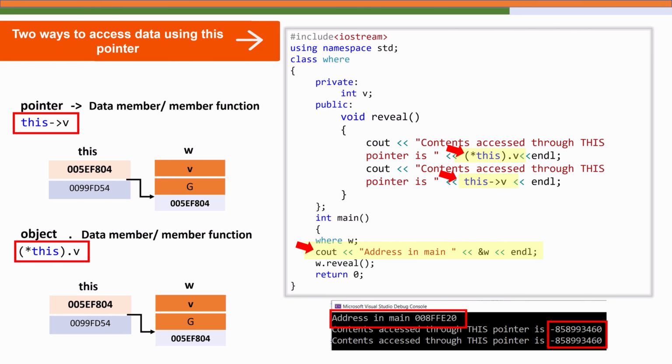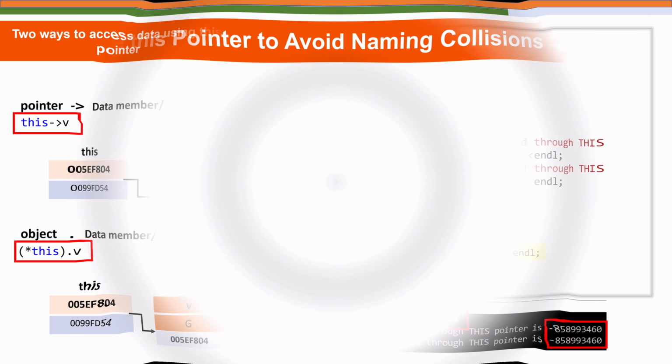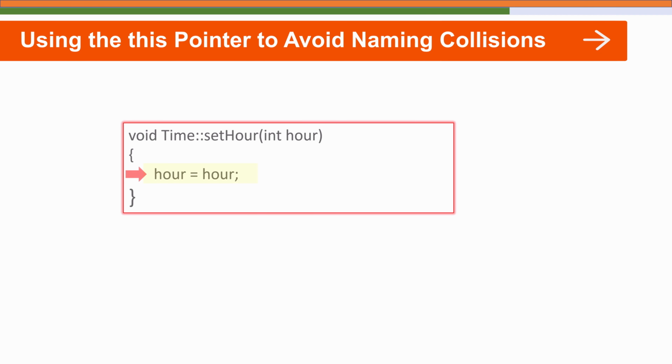Sometimes we use parameter names in our functions that are the same as our class data members. When that happens, the local parameter hides the member variable, and this is called a naming collision. To resolve this, we use the this pointer to clearly refer to the class member.